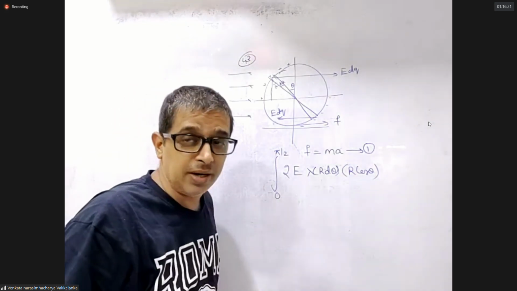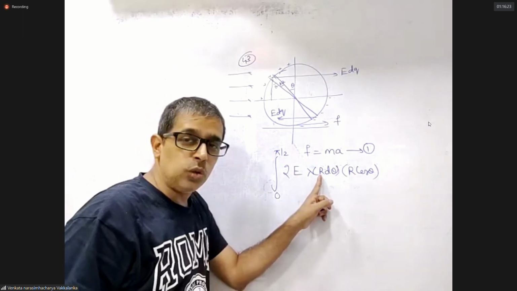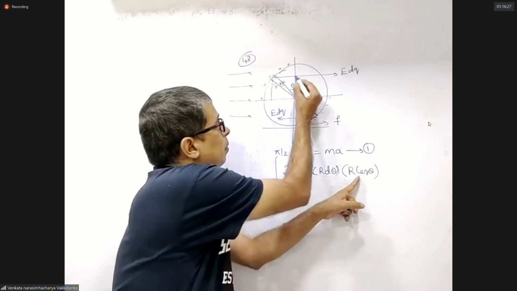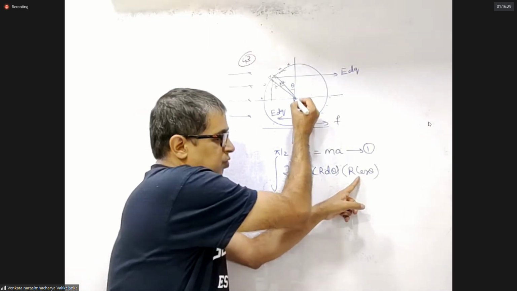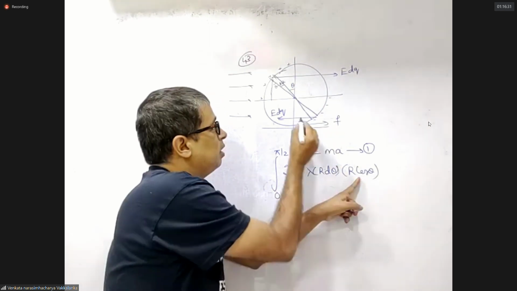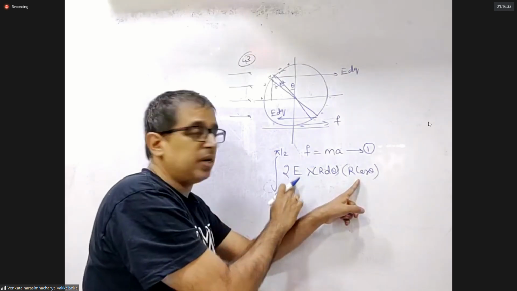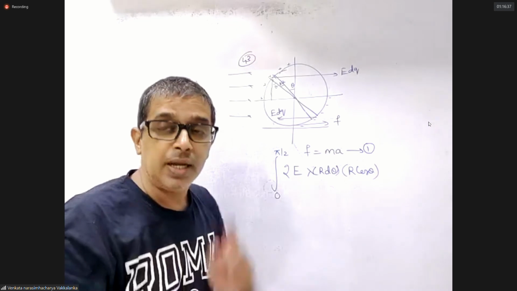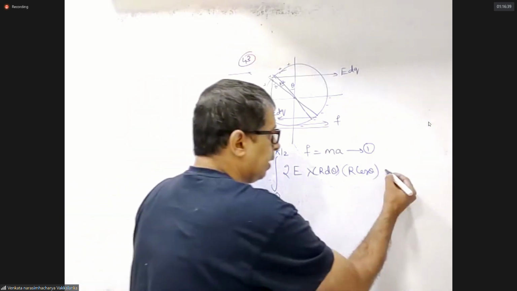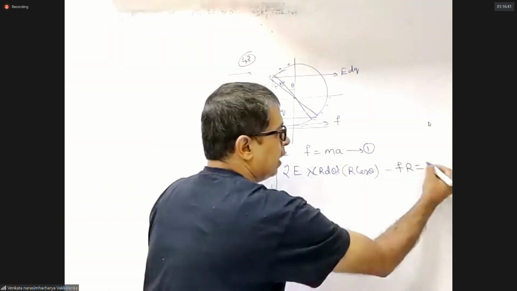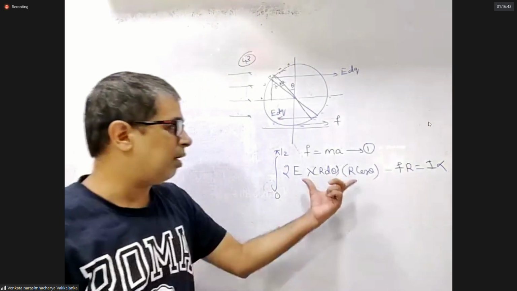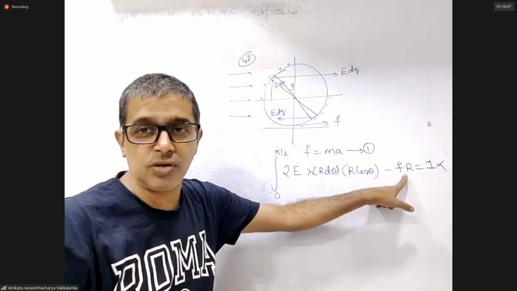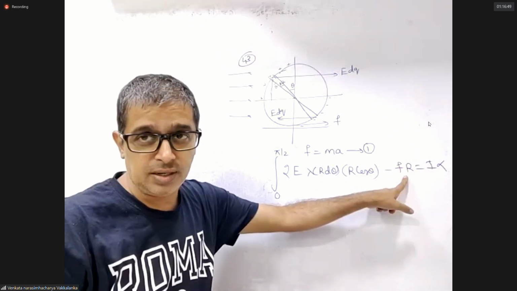I did it in one step. E into dq is the force. Force into the perpendicular distance, r cos theta. Why did you take 2 times, sir? There is a force below also. This is the torque due to a couple. The story is not over yet. Minus f into r is I into alpha. This is the torque due to the electrostatic force. This is the torque due to friction.